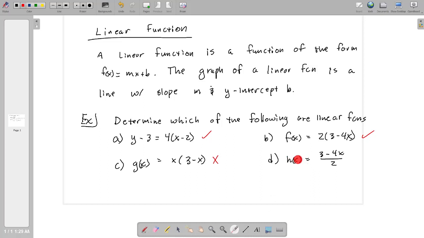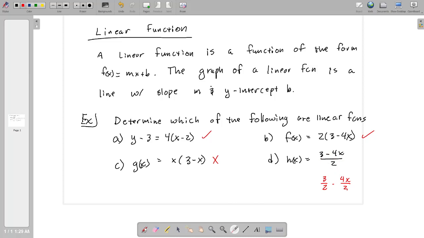And D, h of x equals 3 minus 4x over 2. This is actually a linear function. What you would want to do in this case is separate the numerator. Have 3 over 2 minus 4x over 2. Now remember, when you add fractions, they have to have a common denominator. And when you do add them, the denominator doesn't change. So 3 halves minus 4x over 2 is the same thing as what we have for h of x.